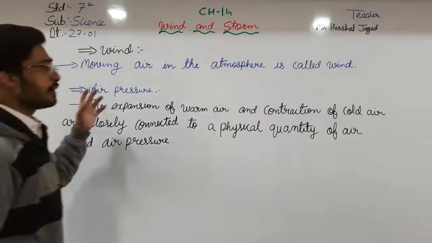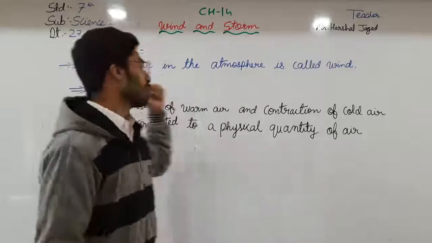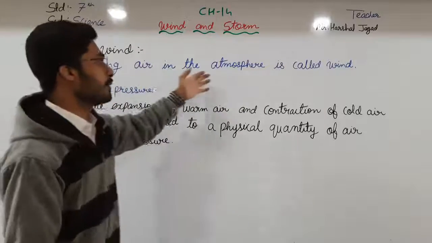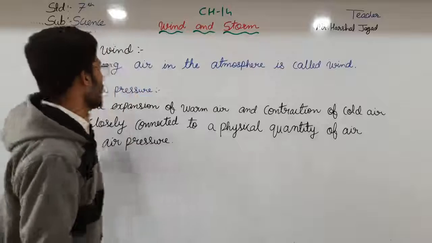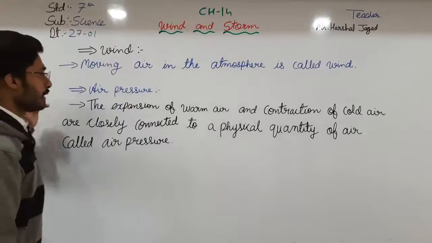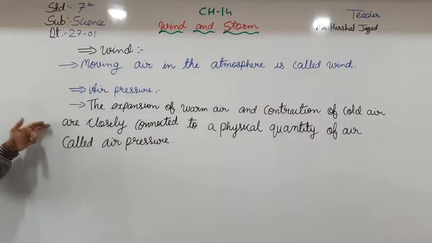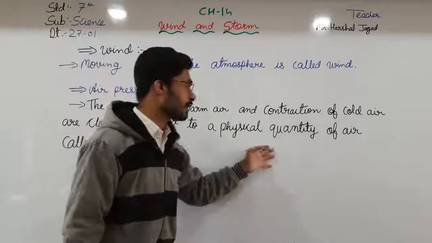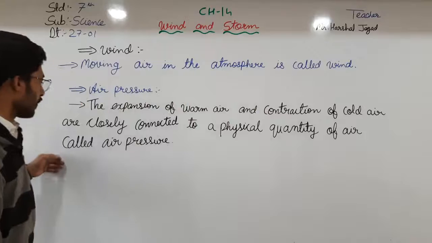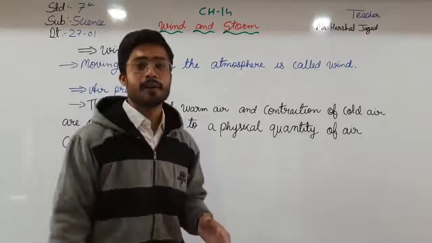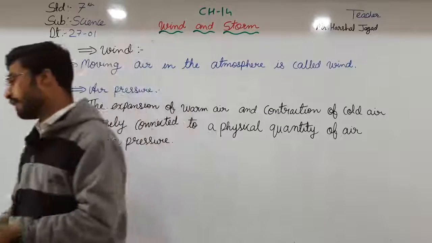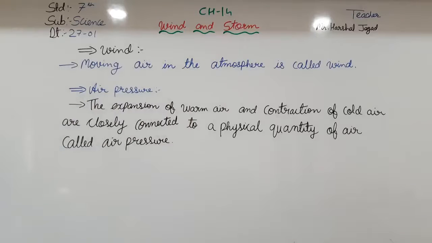So first of all, we talked about wind. What is wind? Moving air in the atmosphere is called wind. And then air pressure: the expansion of warm air and contraction of cold air are closely connected to a physical quantity of air called air pressure. So both of these, and there is an activity. Let us see that first.